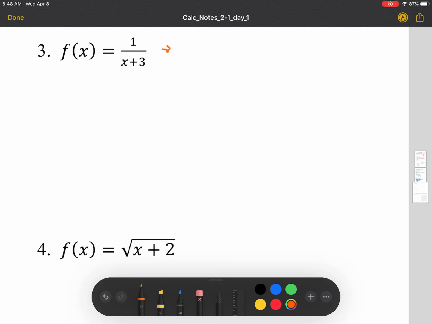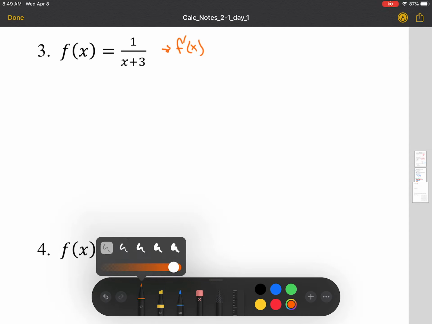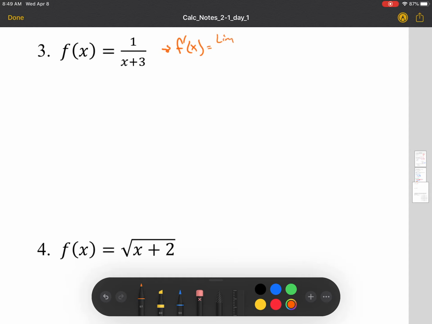Let's start by writing our f prime of x. F prime of x equals the limit of delta x going to 0 of 1 over x plus delta x plus 3 minus 1 over x plus 3, all over delta x. Okay, so I had to write that whole thing out.